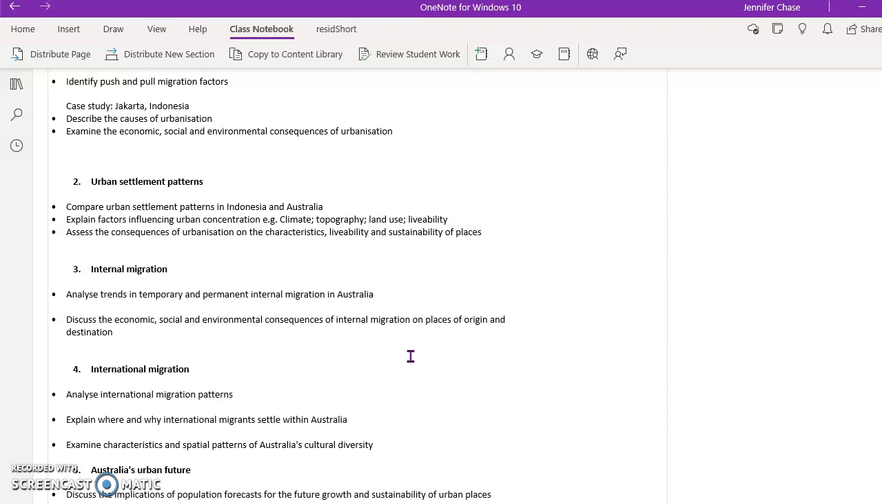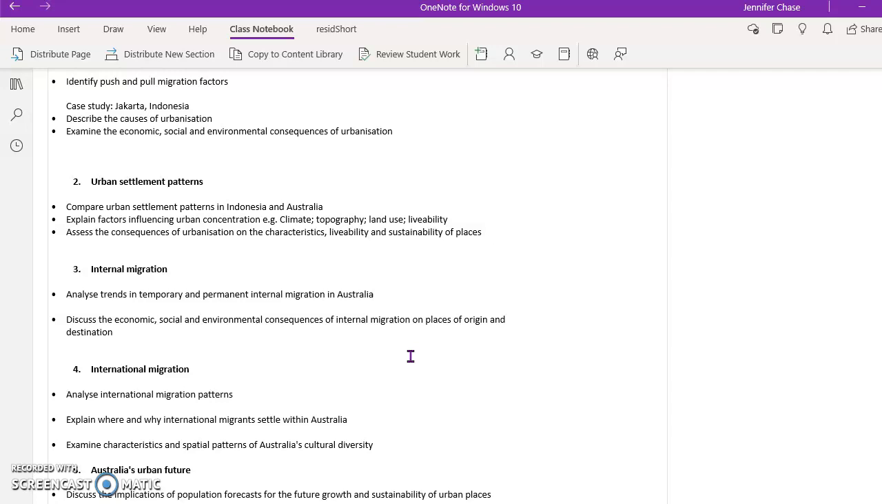And again, we're going to discuss the consequences of this internal migration on the places of origin, so where these people are from, where they're leaving, and the destination. Obviously there'll be consequences for both places. Then we move on to international migration. So we'll look at international migration patterns overall.